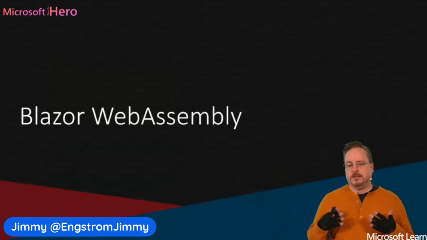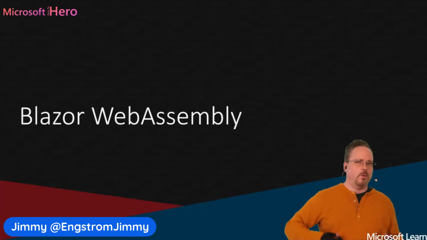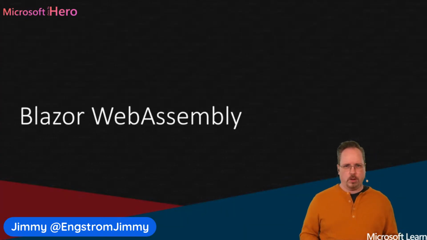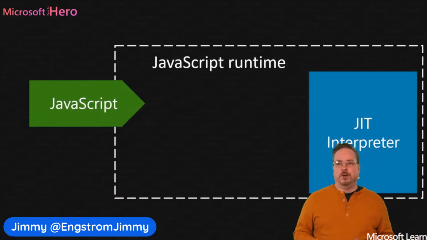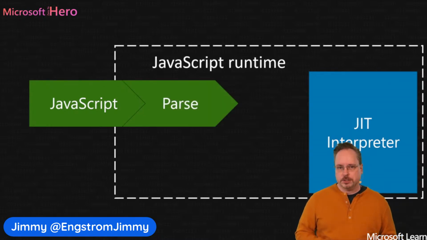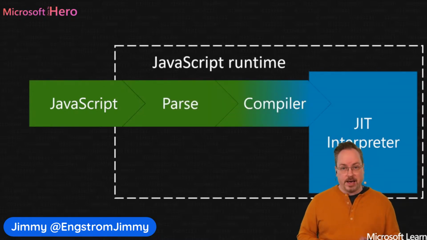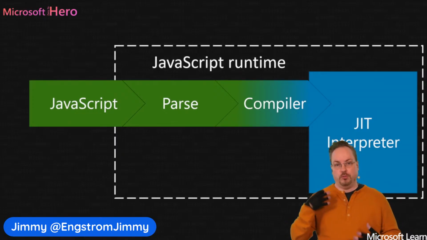When it comes to Blazor WebAssembly, we first need to understand where WebAssembly comes into all of this. First we're going to talk about JavaScript. JavaScript will first get downloaded, it will get parsed, it's going to get compiled, and then the JIT interpreter is going to be able to run the code.